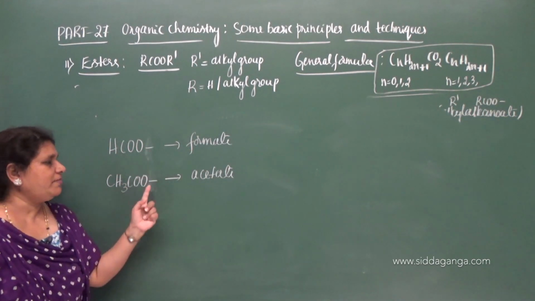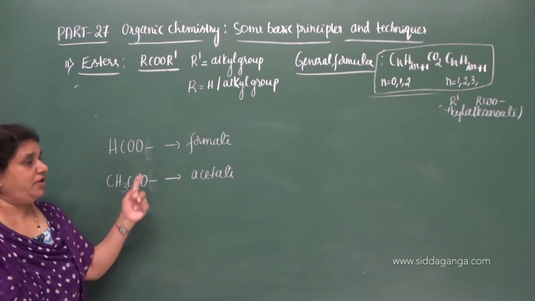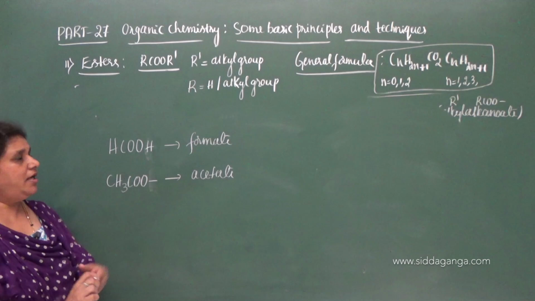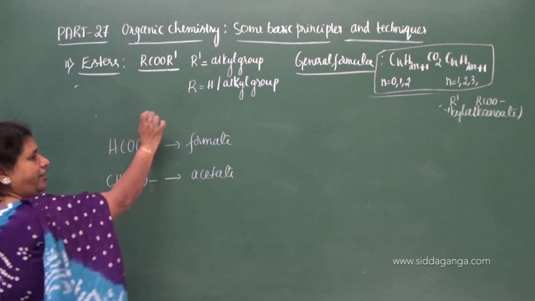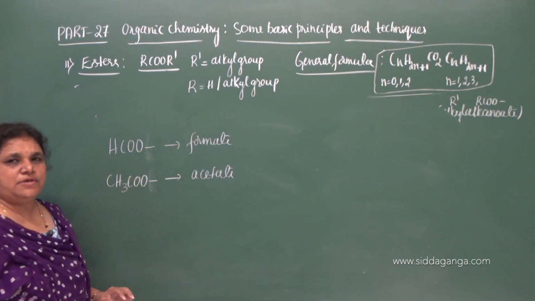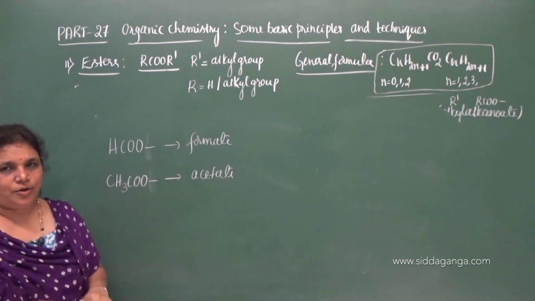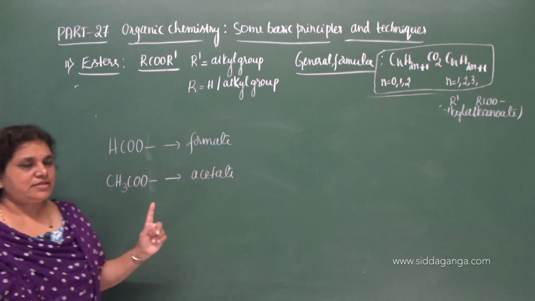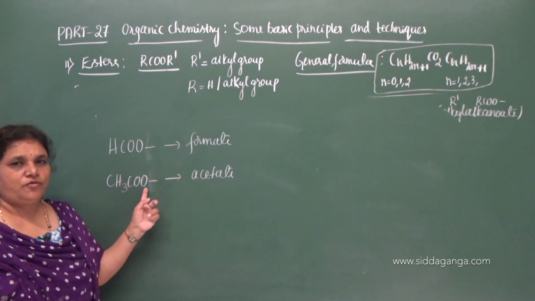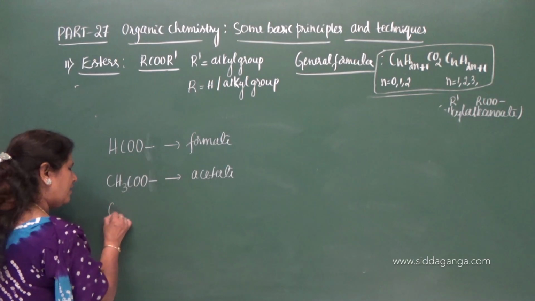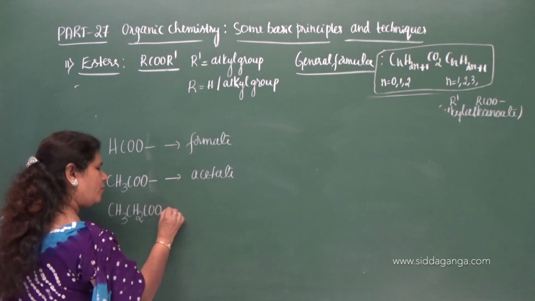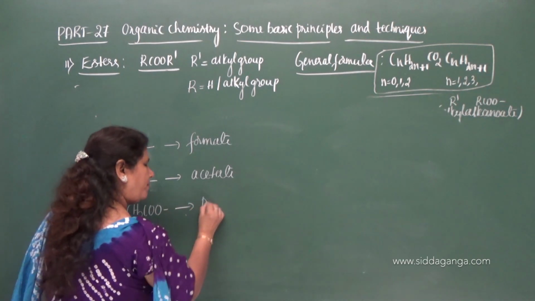HCOO group is formate. If you write a hyphen, it becomes a group now. If you write CH3COOH, it is a compound. Now, if you write a vacant bond like this, it indicates it is a group. What is the name of the group HCOO? Formate. What is the name of the group CH3COO? Acetate. Similarly, CH3CH2COO. What is the name? Propionate.